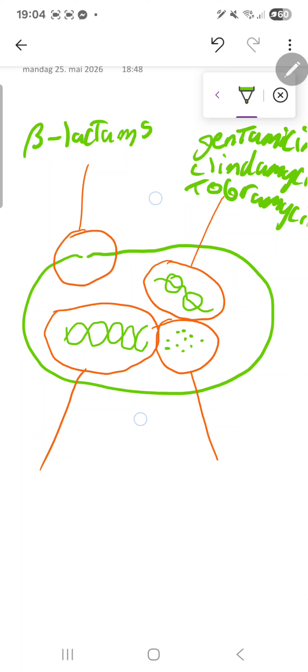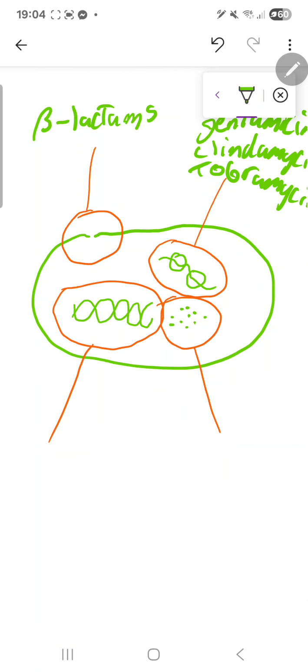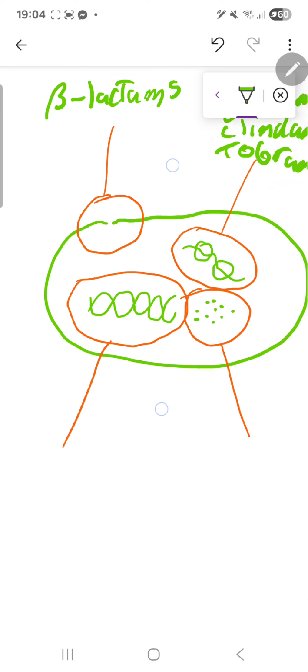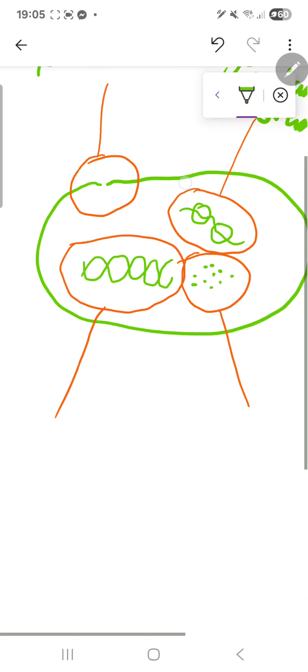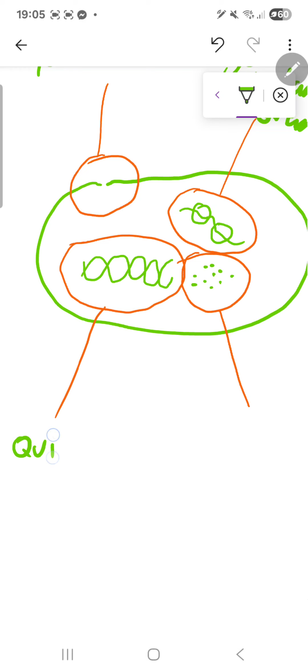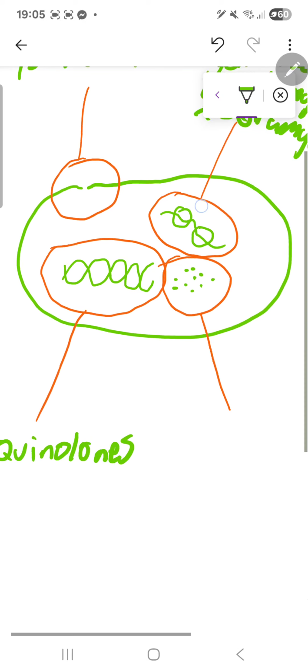And a third antibiotic class works by inhibiting the DNA replication, and they do this by binding to enzymes critical in this process. For example, the DNA topoisomerases or the DNA gyrases. And one antibiotic in this class are called quinolones. Quinolones or fluoroquinolones.